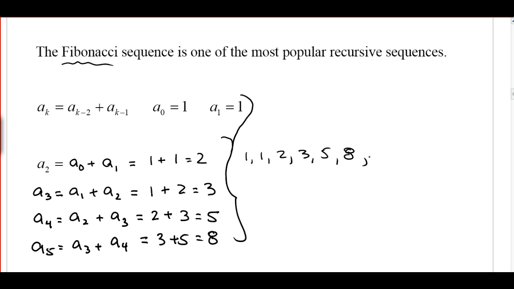If we want to generate a few more, 5 and 8 is 13. 8 and 13 is 21. Let's do one more. 13 and 21 is 34, and this would continue on. So that's the Fibonacci sequence.